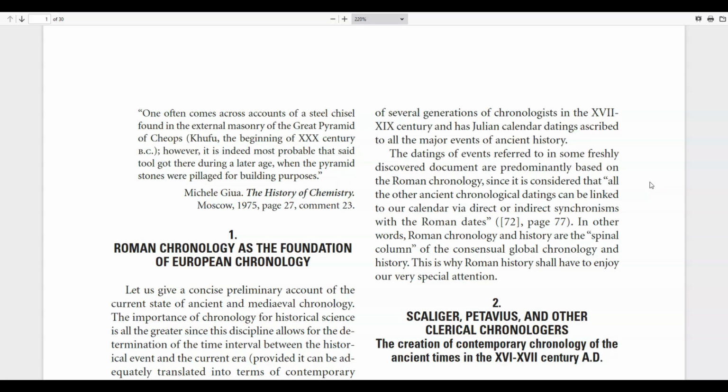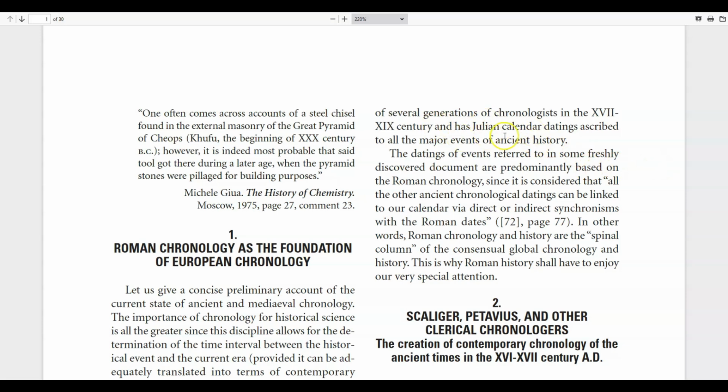So the dating of events referred to in some freshly discovered documents is predominantly based on Roman chronology, since it is considered that all other ancient chronological datings can be linked to our calendar via direct or indirect synchronisms with the Roman dates. So that is, our chronology can be linked to Roman chronology by the dates that were written on the actual document. In other words, Roman chronology and history are the spinal column of the consensual global chronology and history. This is why Roman history shall have to enjoy our very special attention.